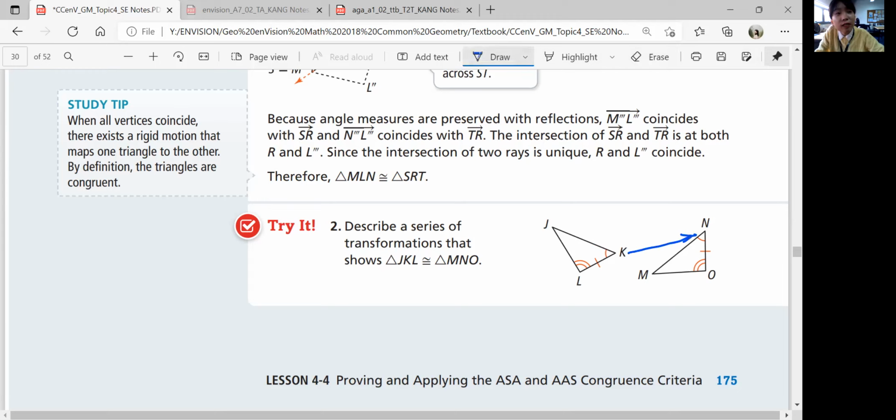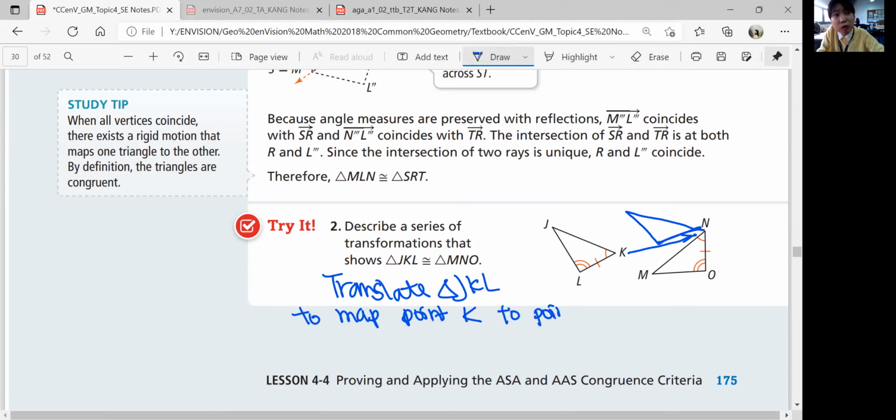Okay, we're going to translate it here. And then we have this part. Does that make sense? So when we do not have a coordinate point or coordinate plane to describe the rules of translations, then we have to specify the points mapping to specifically which point, okay, and which line.